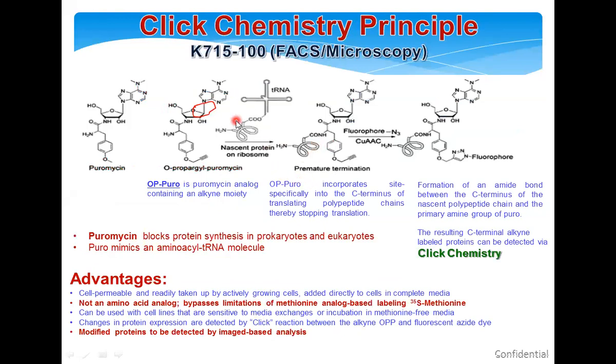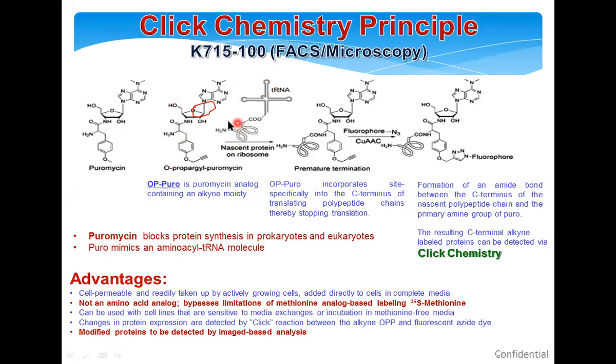As you know, puromycin is an antibiotic that blocks protein synthesis. So in our click chemistry, instead, we use a puromycin analog. Our kit is based on using this puromycin analog, which is cell permeable. It contains an alkyne moiety. Remember, the click reaction was between an alkyne moiety and an azide. So this puromycin analog contains an alkyne moiety and it's cell permeable.